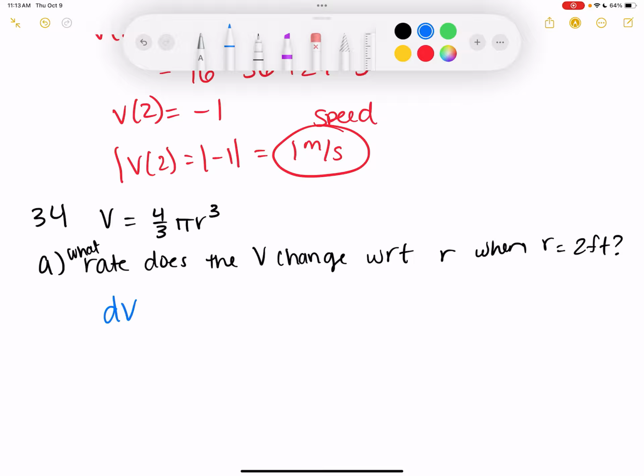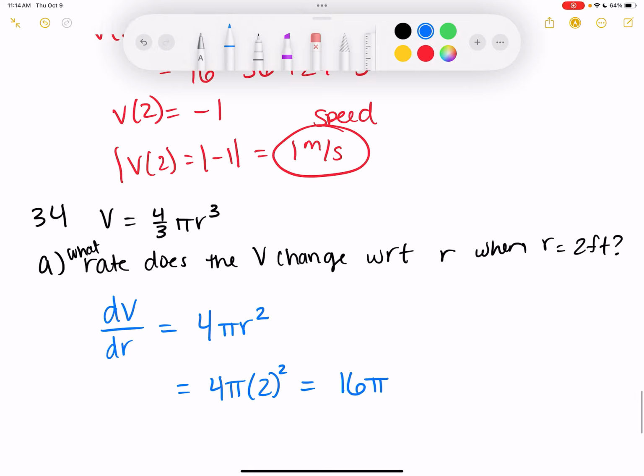So dV/dr, and what would it be when I take the derivative of that initial equation? 4 pi r squared. Yep, 4 pi r squared. And then we want it when r is equal to 2. So at this point now I'm going to plug in 2. So 4 times pi times 2 squared. And a lot of times what you're going to find is that they're going to leave it in terms of pi. So they're going to say 16 pi.